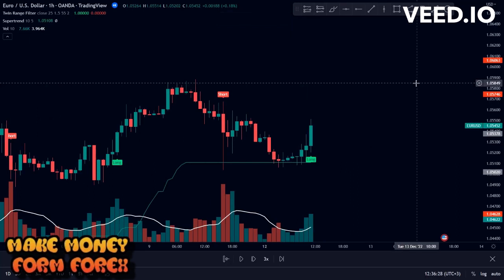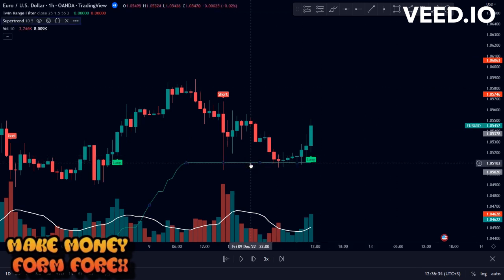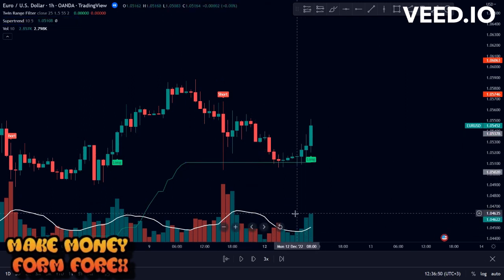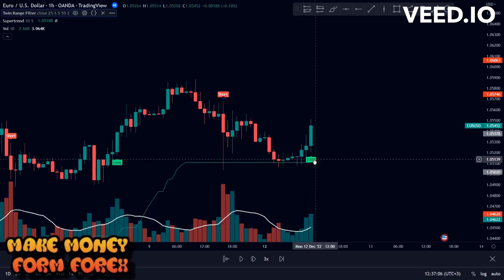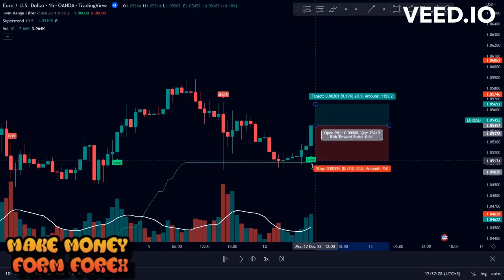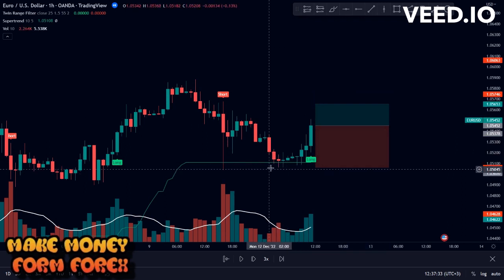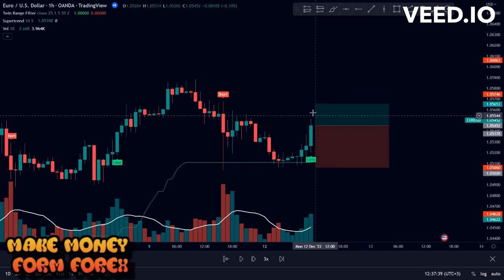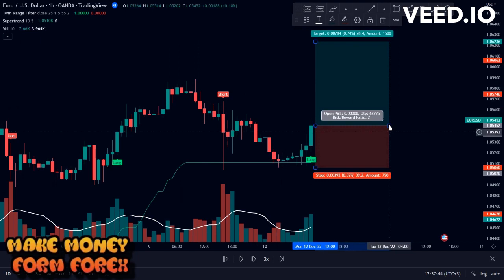To enter a long trade, first, the Super Trend indicator should be colored green and the price should be constantly trading above it. Second, the volume bar of the volume indicator should be above the moving average, this guy right here. And then the last condition is for the Twin Range Filter to print a long signal. All these conditions are met on this candle, so we enter a long trade. We're going to set our stop loss below the most recent swing low, which is this one right here. For the take profit, we're going to set it at 2 times the risk.